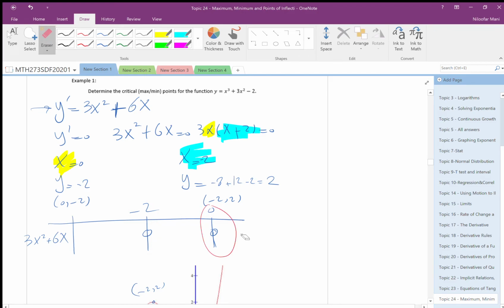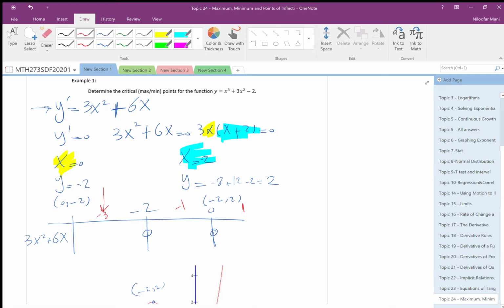Before, between, and after these points, the first derivative is either positive or negative. Of course, there is no other option: 0, positive or negative. I can check a point here, for example minus 3. Here I can check a point minus 1, and here I can check a point 1.